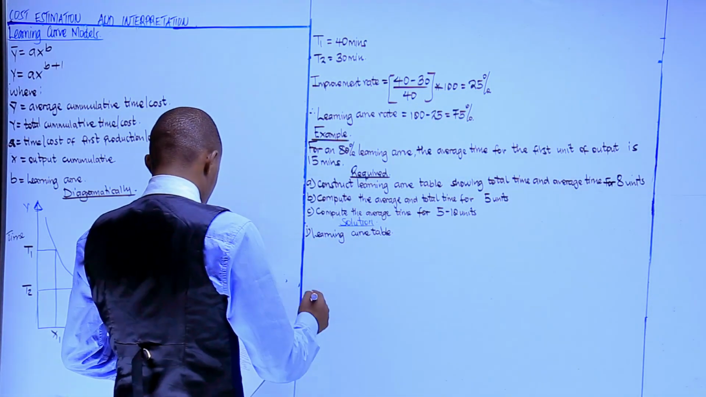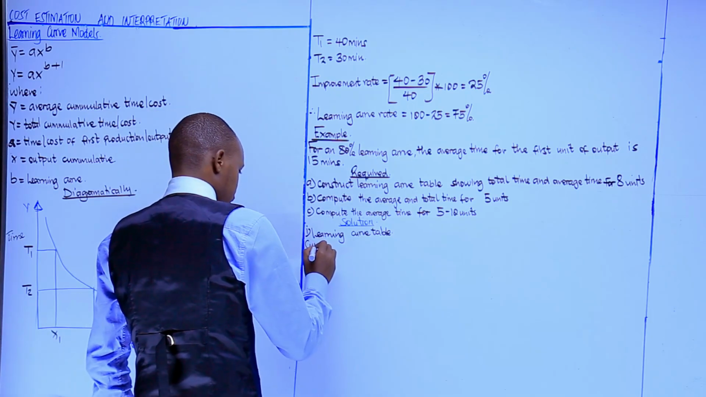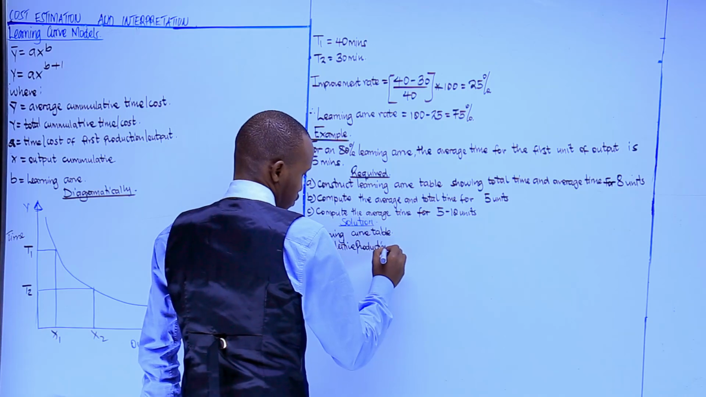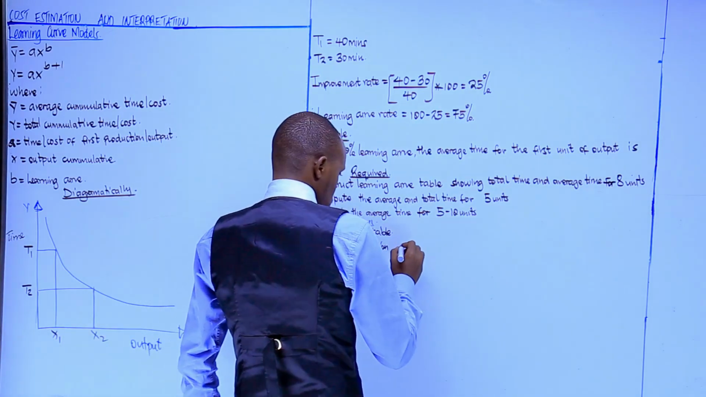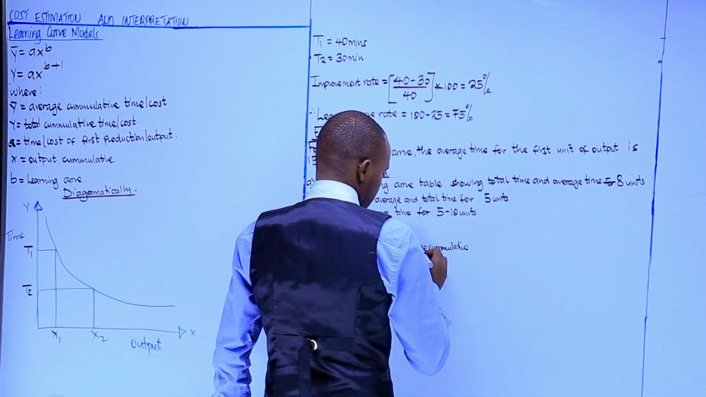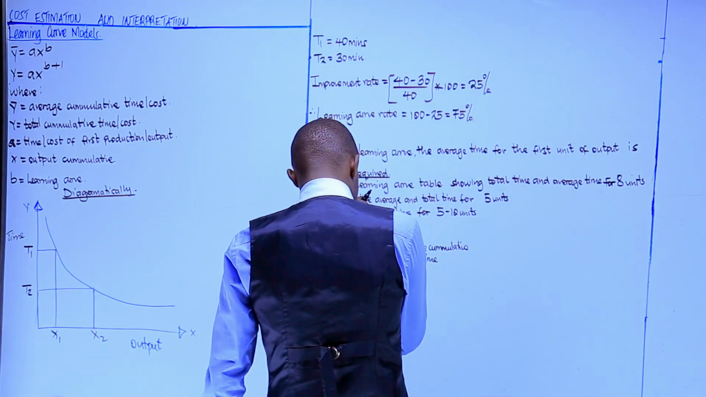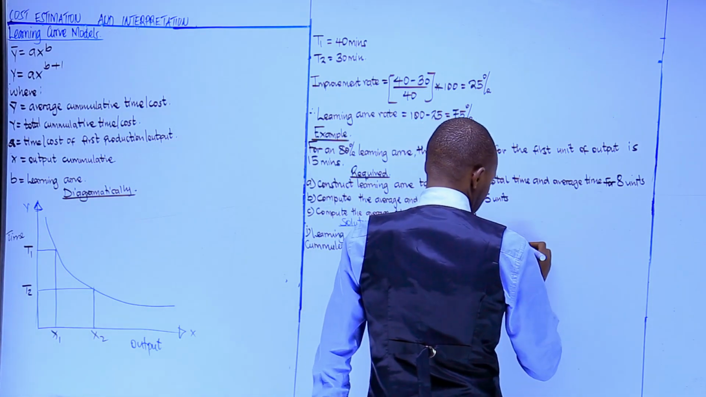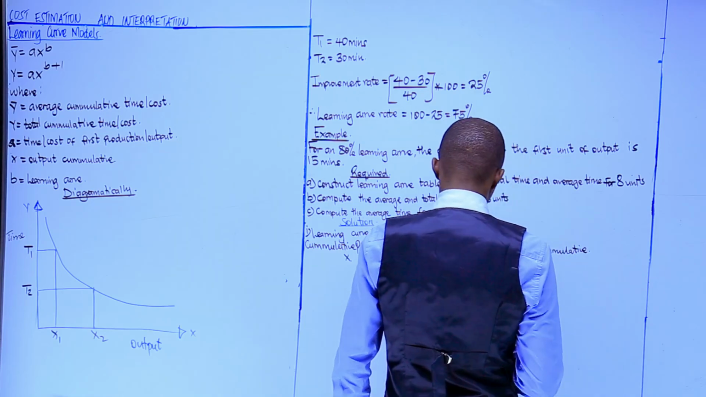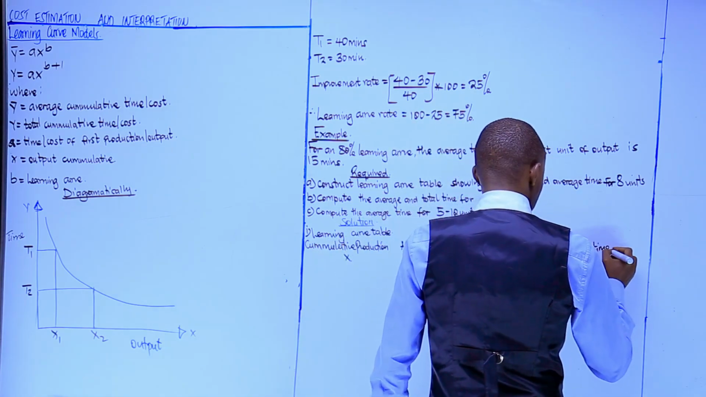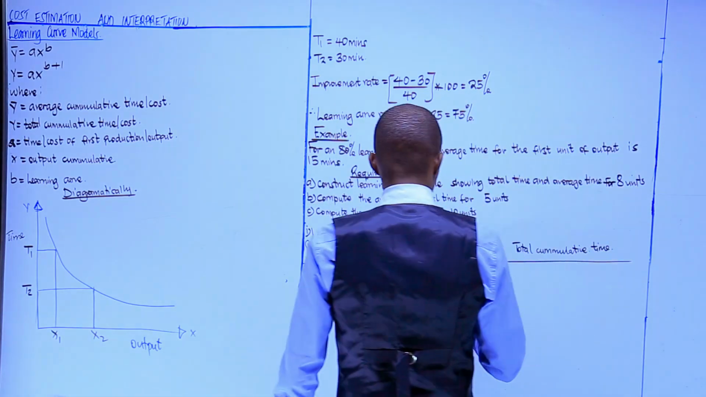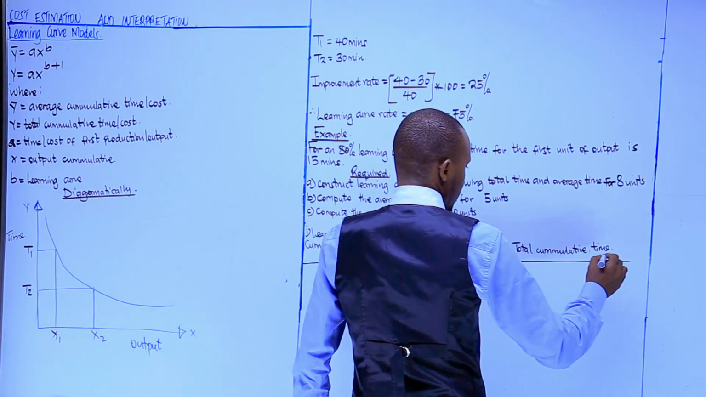Now, you will have your cumulative production. That is always your cumulative production. Your average cumulative time. Then your total cumulative time. The average is y, and that is simply what?